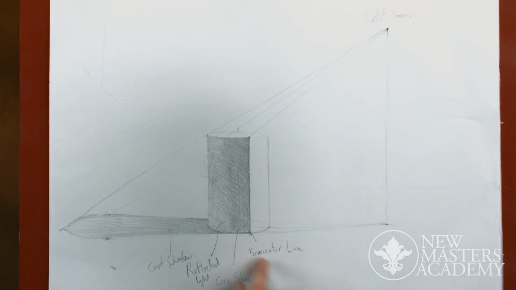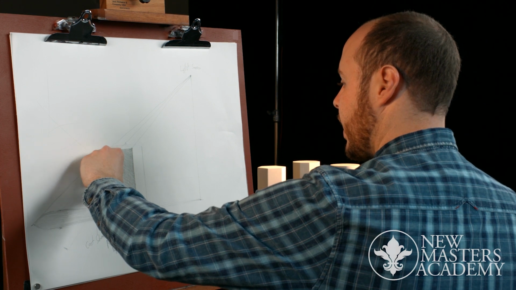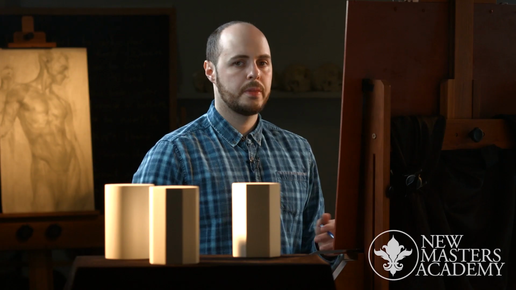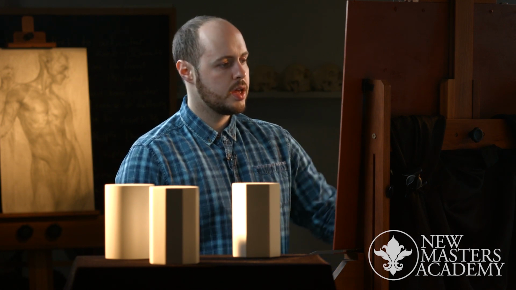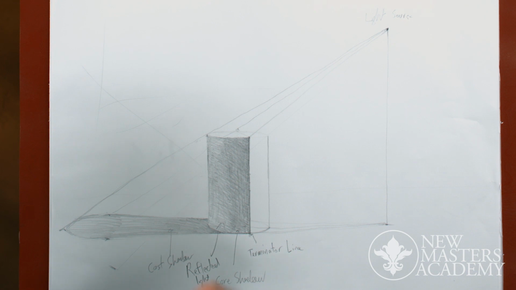What's most important is that all of these components, the terminator line, core shadow, reflected light, and cast shadows, they all have to be on the piece of paper. You can't have an illusion of a shadow if you don't have all of those components. Okay, so there are a few more important aspects to what I am showing you here. Something that always has to happen is that your terminator line and your core shadow, as well as your cast shadow, have to be a darker tone than your reflected light.